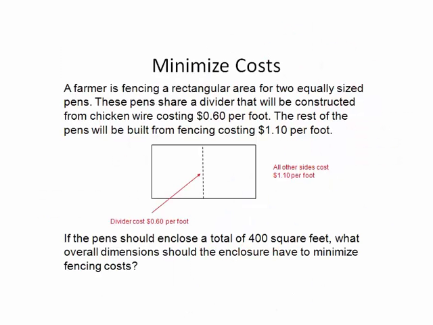In this problem, we want to construct an enclosure that encloses 400 square feet. The fence costs $1.10 per foot around the outside of the enclosure and 60 cents per foot for the divider. What overall dimensions should the enclosure have to minimize the cost of fencing?